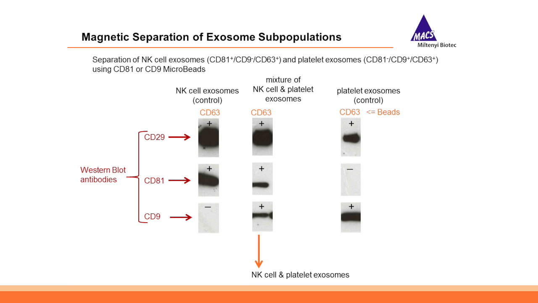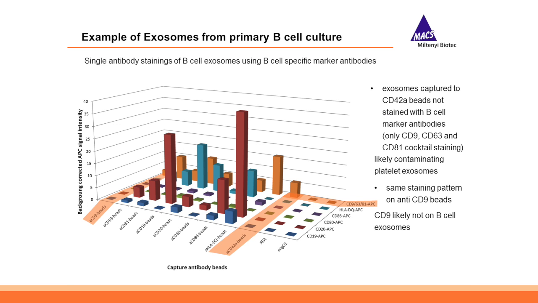Of course, this is just an artificial example, so we were looking for another example of a real sample, which would be more interesting and more challenging. And we came up with an example of primary B-cell exosomes. Again, we analyzed the exosomes on the MACSplex platform and used different B-cell markers for specific staining. Again, on the x-axis, the different bead types, on the y-axis, the different staining antibodies, and on the z-axis, the signal intensities.